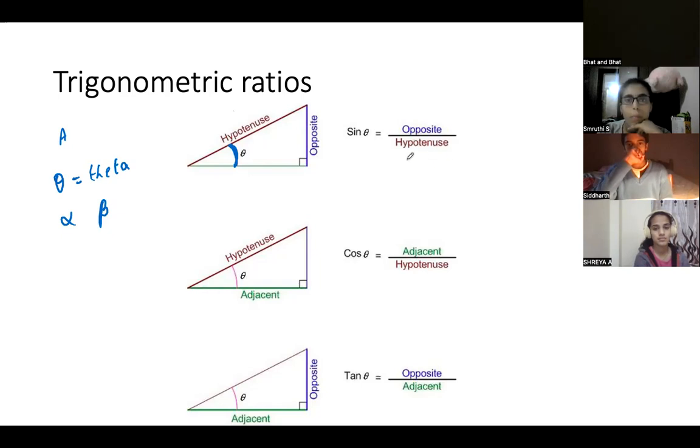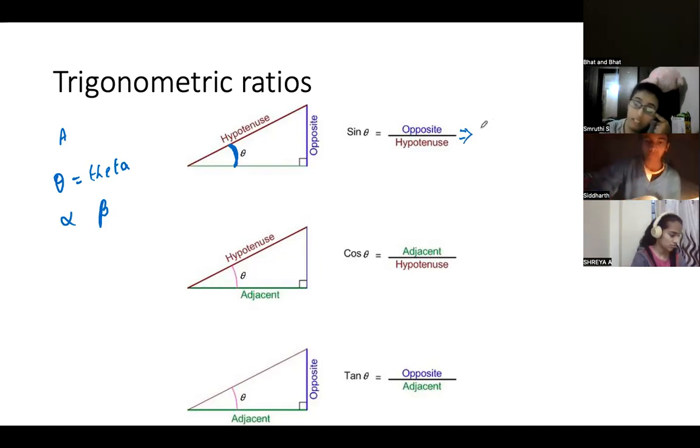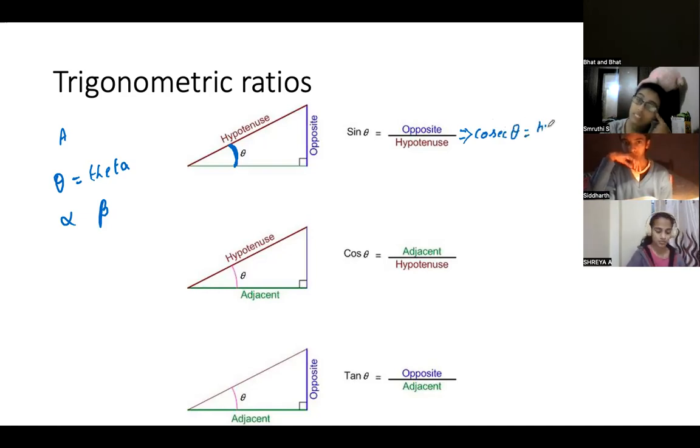Fine. Now, we have seen what is sine theta. Sine theta will be opposite by hypotenuse. Cos theta will be adjacent by hypotenuse. Tan theta will be opposite by adjacent. Now, can you tell me the reciprocal of sine theta? Hypotenuse by opposite. What is that called? Cosecant. Cosecant theta will be equal to hypotenuse by opposite, correct?